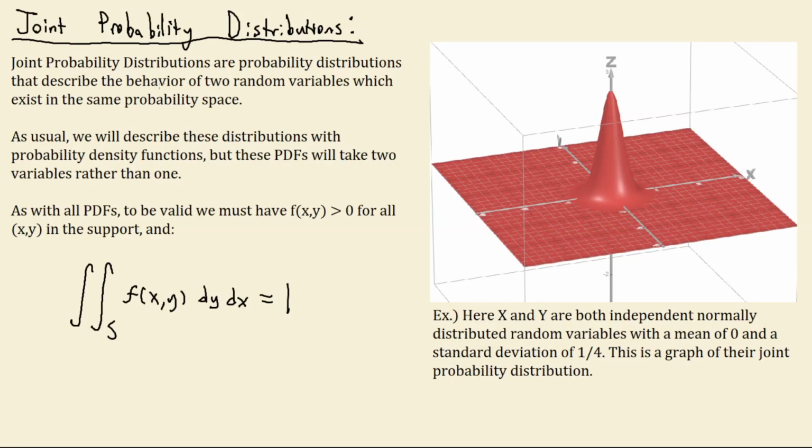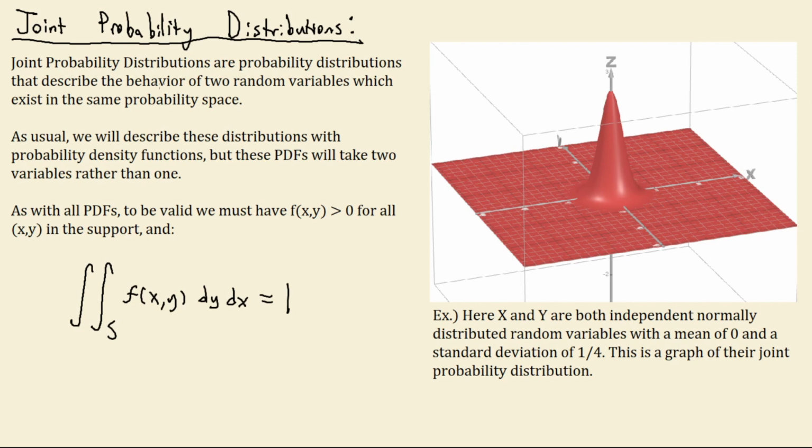In the last video, I sort of inadvertently, prematurely introduced this topic, but today we're going to be talking in more detail about joint probability distributions. So these are going to be probability distributions that take into account two random variables instead of just one. And as usual, we are going to describe these distributions with probability density functions, the difference being that these probability density functions for joint distributions are going to take into account two variables instead of just one.